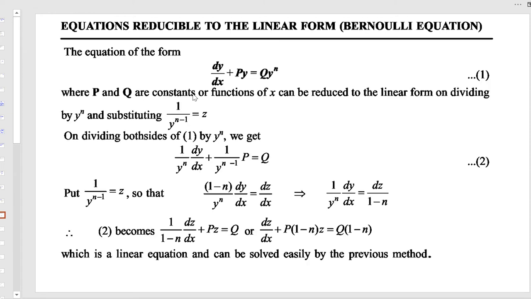Now, when we have y to the power n, remember it is not linear, because for the linear case we have seen that y, y dash, y double dash, and all these terms have degree 1. But in this case the degree is more than 1, so this is not linear. This particular equation is known as Bernoulli's equation, which can be reduced to linear form by a suitable substitution. The substitution is given by this form.